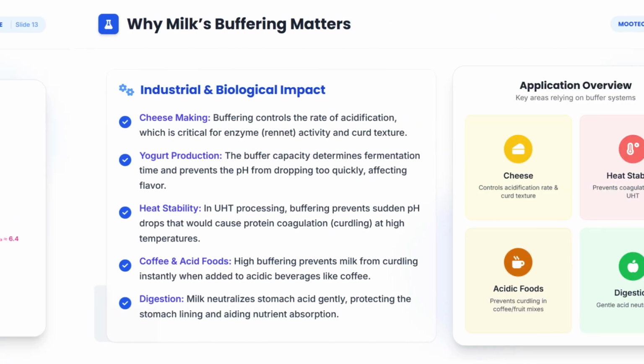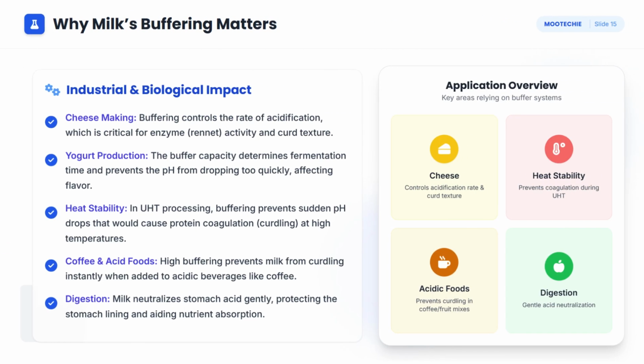Why does milk's buffering matter in practice? It has a major industrial and biological impact. In cheesemaking, buffering controls the rate of acidification, which is critical for enzyme activity and curd texture. In yogurt production, the buffer capacity determines fermentation time and prevents the pH from dropping too quickly, which affects flavor.